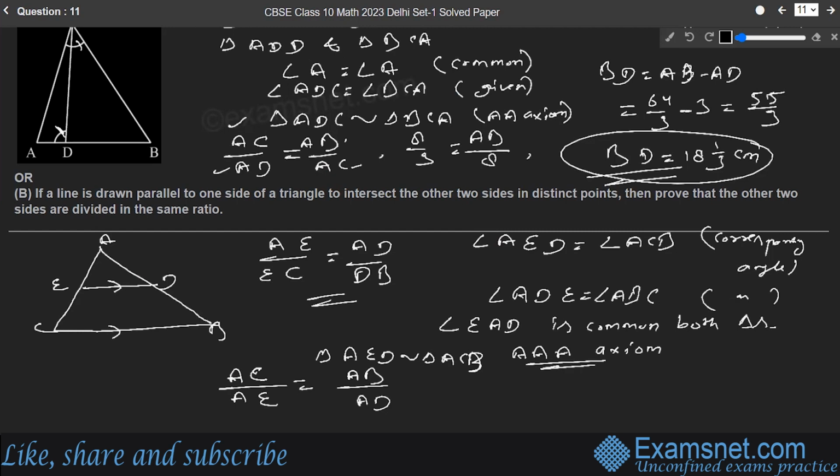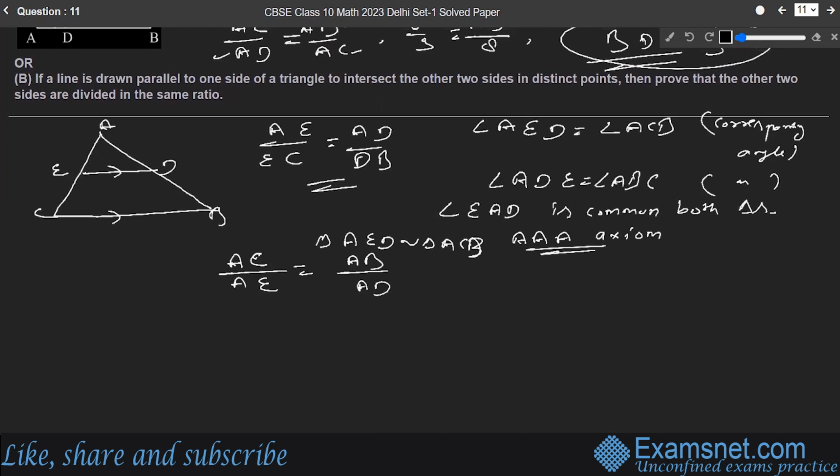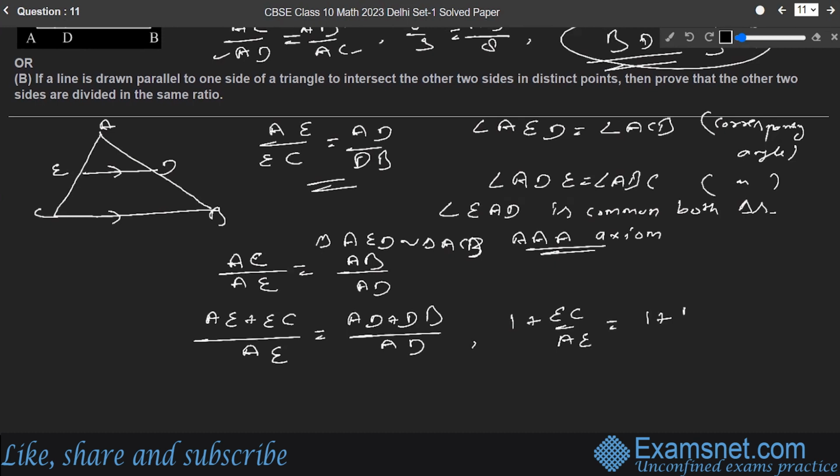Now, what can we write in place of AC? Let us scroll it down further. AC is nothing but the sum of AE plus EC, divided by AE, and is equal to AB, the sum of AD plus DB, and that is divided by AD again. So let us solve this further. So this is going to be 1 plus EC by AE, and is equal to 1 plus DB by AD. This is what we get, and 1 gets cancelled from both the sides. So we have EC upon AE is equal to DB by AD.